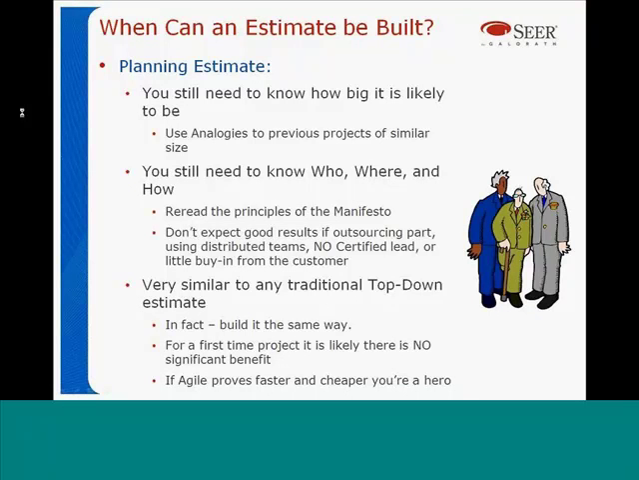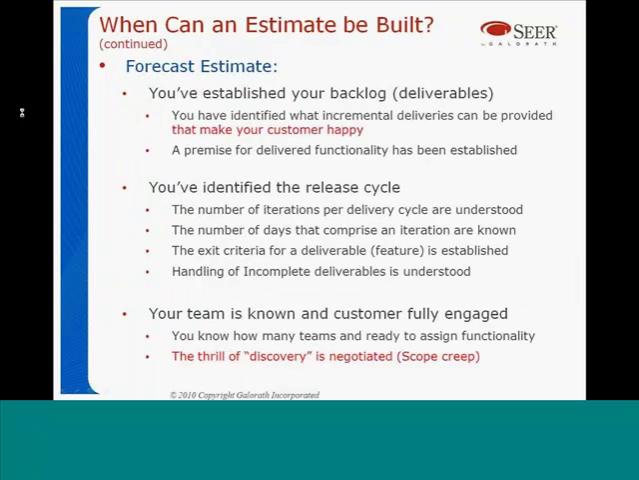The second estimate I build is actually what ends up being my forecasting estimate, and this is the one I will subsequently use to submit my budget request. So when you're building a forecast estimate, there's a few things you have to have in place. First thing you have to do is establish your backlog. A backlog is essentially the big stack of stuff that you're going to be delivering.